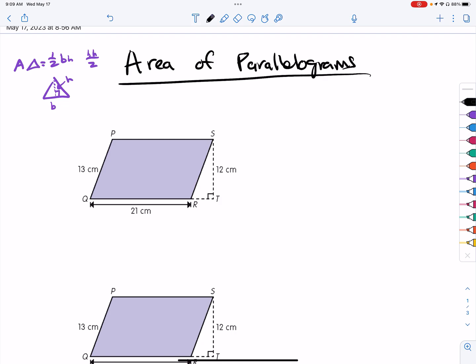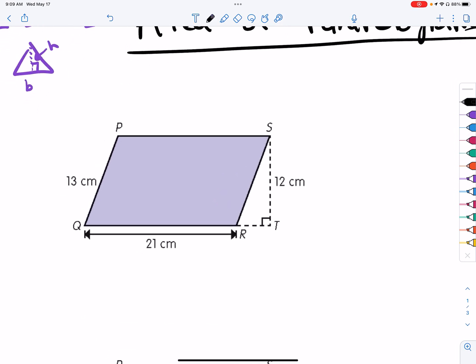So in this first parallelogram here, we have PQRS, and it looks like this has a side length of PQ being 13. S to T, I'm noticing, is perpendicular. So that makes me think that this is the height of this parallelogram. And then because the height is always perpendicular to the base, in triangles at least, that would make me think this is probably the base. So we have some interesting information here. And we know parallelograms, because they're parallel, this other side is 21 here, and this side is 13 centimeters there.